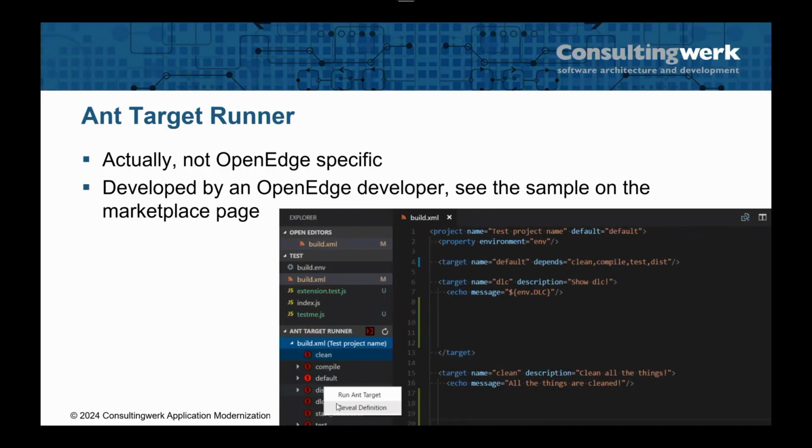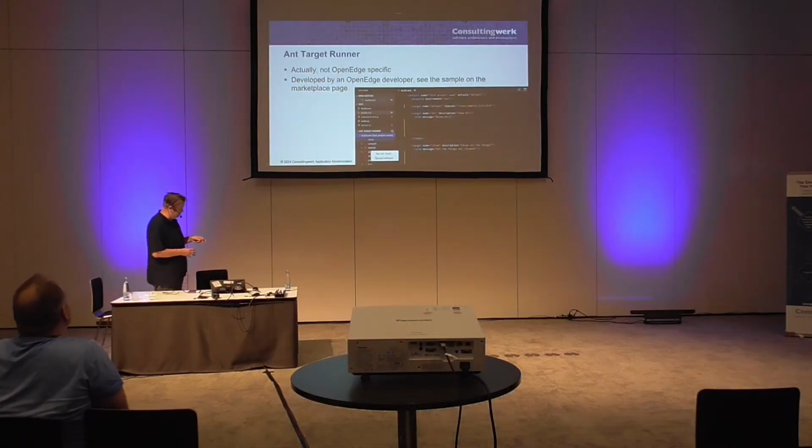So in the documentation of the ARN target runner, you actually see samples where he shows the DLC code and has targets to delete Progress ARC code. So it is not OpenEdge specific, but it comes from an OpenEdge developer. I find it quite interesting.